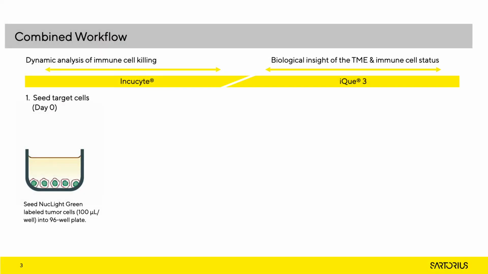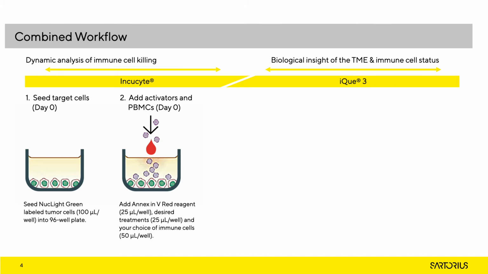This image gives an overview of the simple workflow which is used to connect the Incucyte and the iQue, with a more detailed protocol being found on the Combined Workflow Applications webpage on the Sartorius website. On day 0, NucLight Green labelled target cells are seeded into a 96-well plate. The workflow has been designed so either adherent or non-adherent target cells can be utilised.